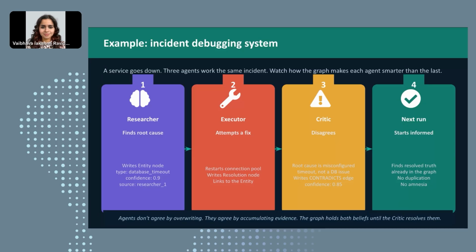Nothing is basically lost. So the next agent that runs on this incident may be another critic, maybe even a HITL, or human in the loop, trigger. So it starts with the full picture. It sees both assertions, both confidence scores, the full provenance chain. It resolves the dispute and marks it closed. So basically, we don't have any duplication, no amnesia, or starting from zero in this case. So the key idea is this: agents do not agree by overwriting; they agree by actually accumulating evidence.